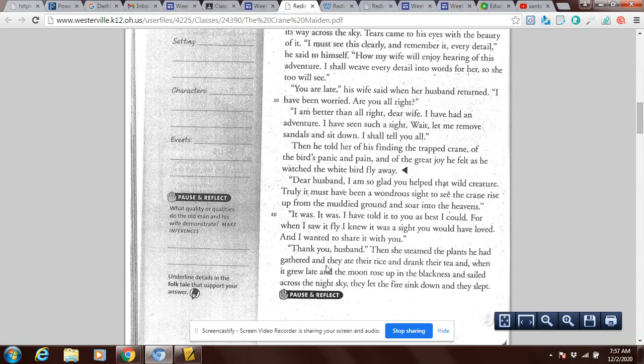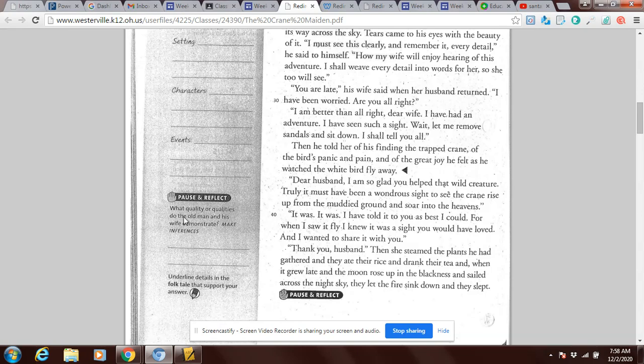So all of this right here lets me know, because I know a little bit about the Japanese culture, that they eat rice and they drink tea. Authors put that in, and that's why you need to learn about other people's cultures, to help you understand stories.